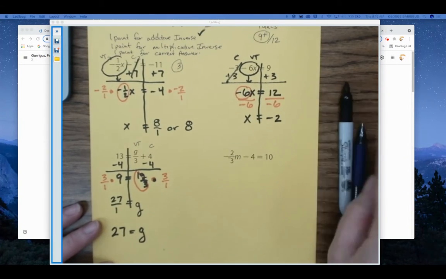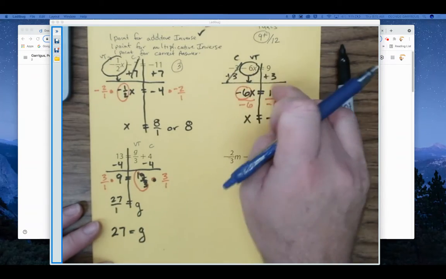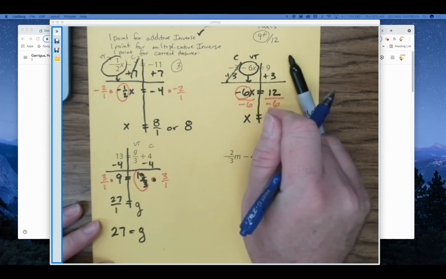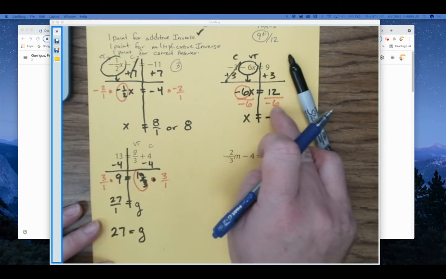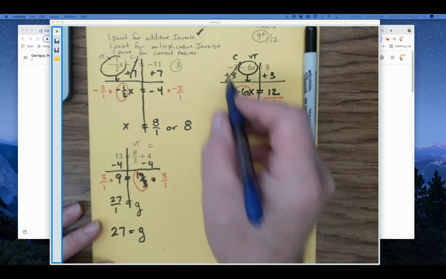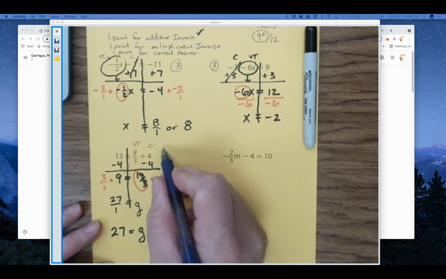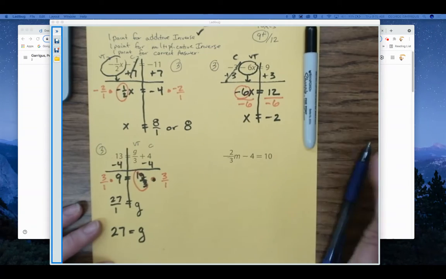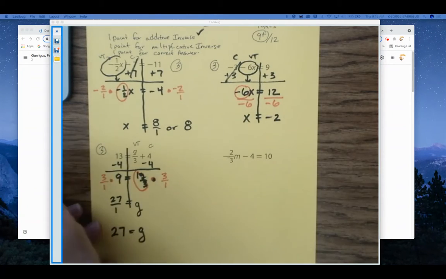So again, you get 1 point for the additive inverse, 1 point for the multiplicative inverse or dividing in this case, and then for the correct answer. So that's worth 3, and that's worth 3. And then you have your final problem here.